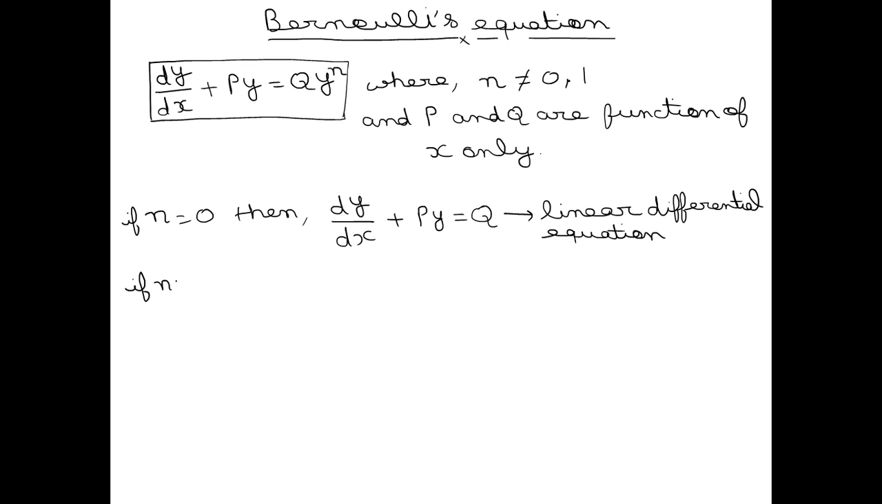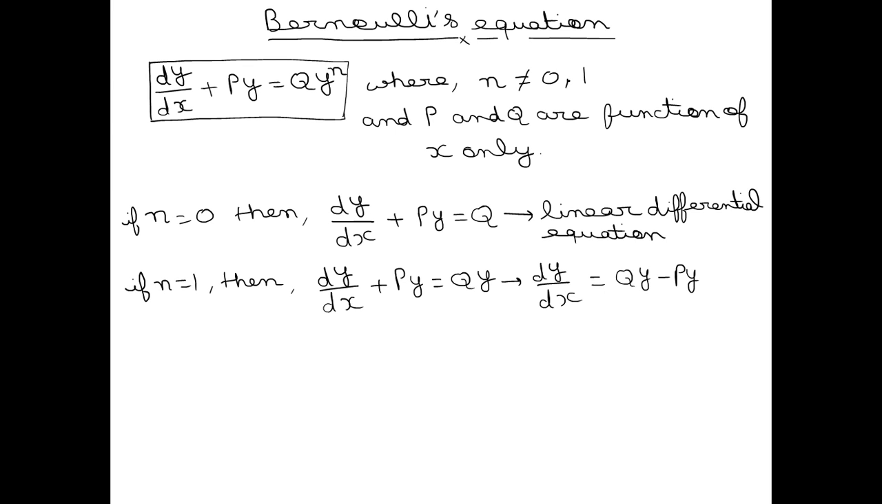So what happens when n becomes 1? If n is 1, then the equation becomes dy upon dx plus py equals to qy. This reduces to dy upon dx equals to qy minus py, which is q minus p times y, because q and p are functions of x only. So I take y as common. This is nothing but variable separable form of the differential equation.